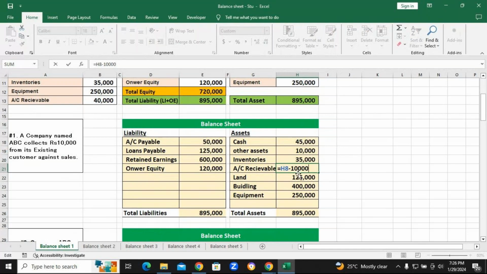So out of that 40,000, I am reducing this 10,000. Whatever amount is reduced, I am receiving it in the form of cash. So that is why here 35,000 plus 10,000 becomes 45,000. Okay, ma'am. Thank you.